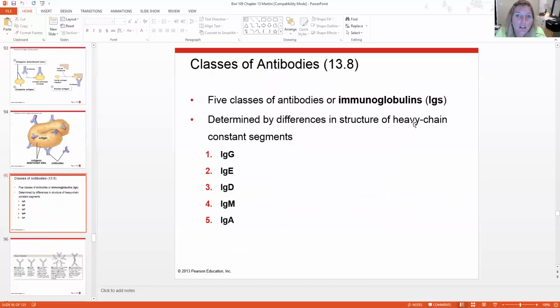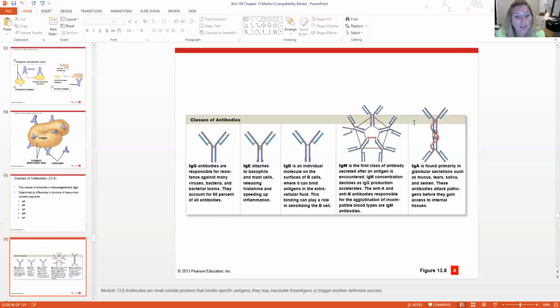Antibodies are all different. They have classes based on their structure and function. They're also known as immunoglobulins, or Igs. So there's IgG, IgE, IgD, IgM, and IgA. IgG is our general defense. The majority of our antibodies are classified as IgG. This is 80% of them. This is for the bacteria and the viruses. This is the majority of your immune responses.